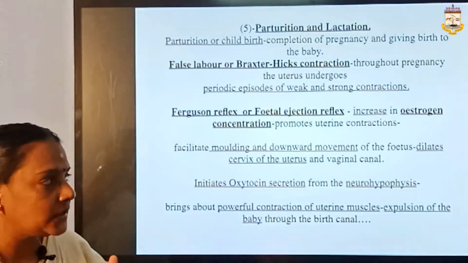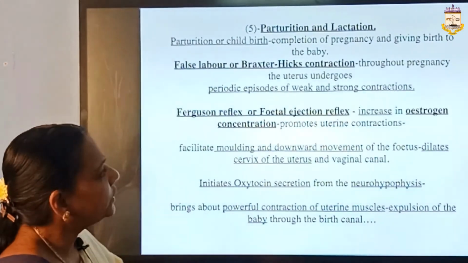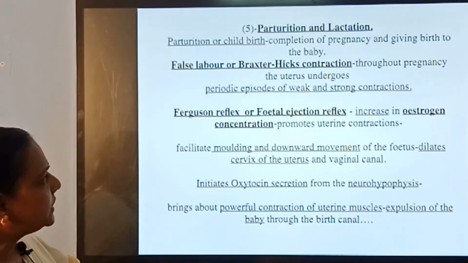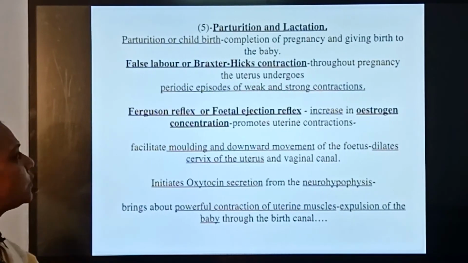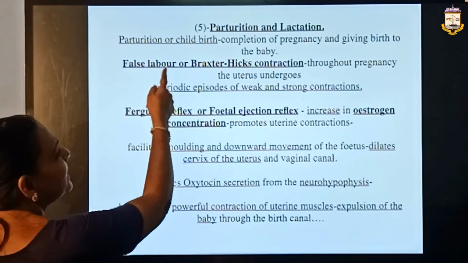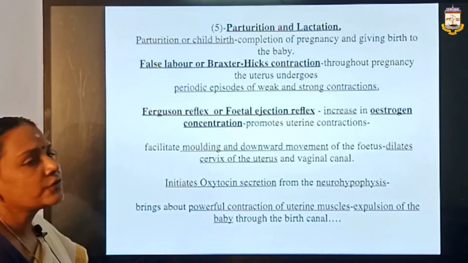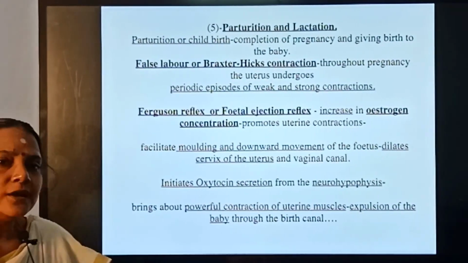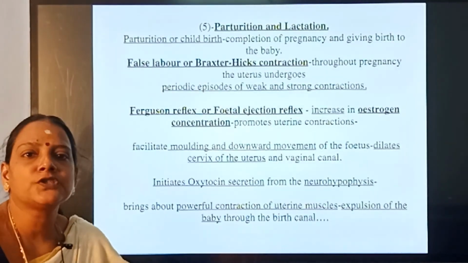Parturition: the child has completed its growth and it has to come out, giving birth to the baby. You call it parturition. This time they will be having two types of problems. One is the false labor. What do you call it? Braxton-Hicks contraction. Now the endometrium of the uterus has to undergo cyclic changes at this time.